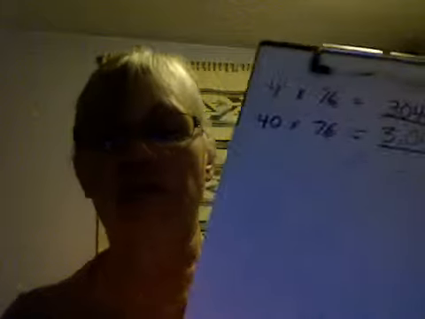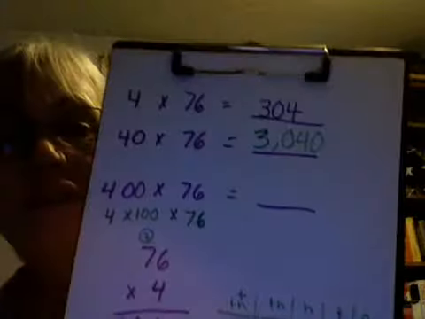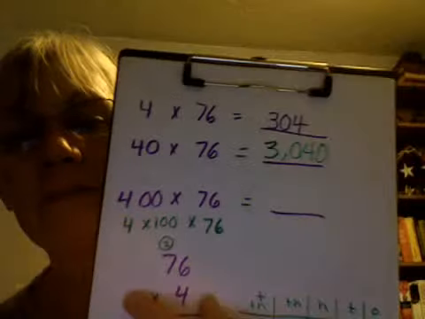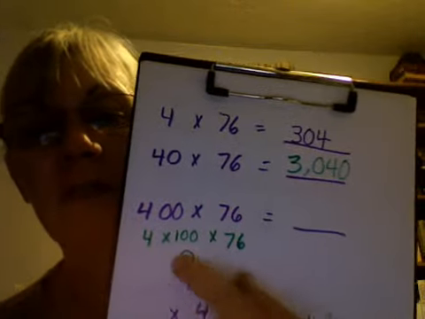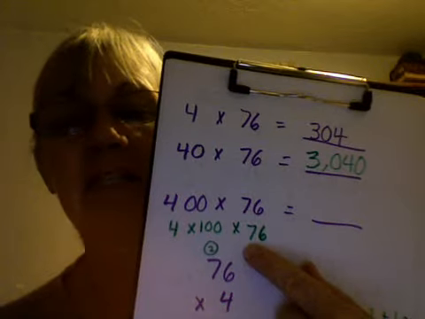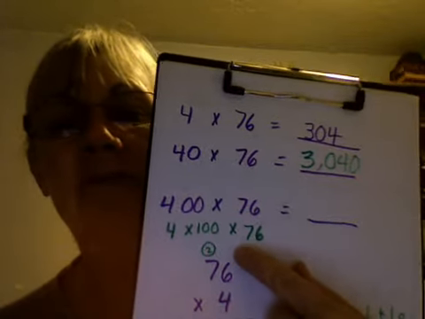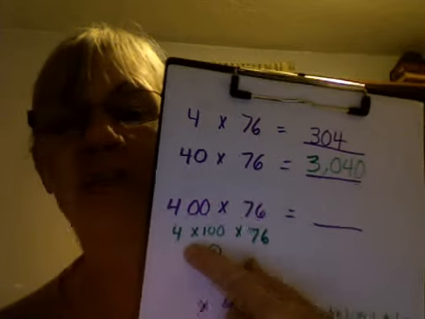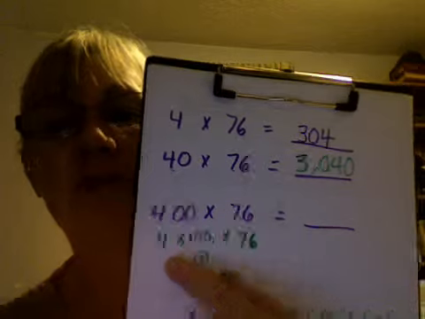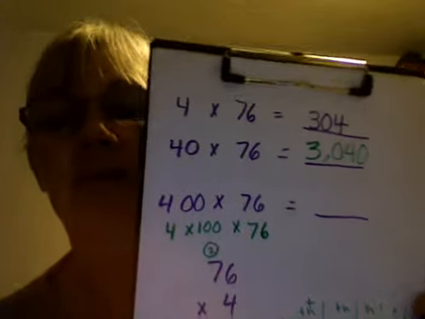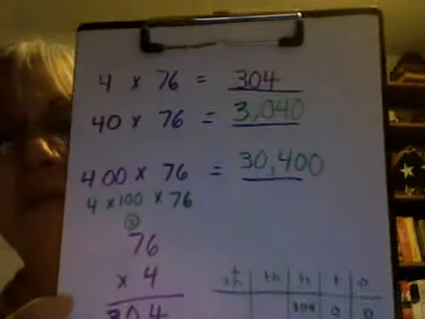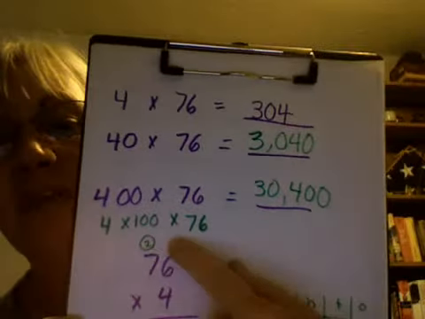which is 3,040. Moving on to the hundreds, now I'm going to think about 4 groups of 100 and then multiply that by 76. Oh, I can do 4 groups of 76, which I know from our first calculation is 304, then multiply that whole thing by 100, or move it into the 100s realm, which gives us 30,400. It's amazing to watch how our numbers grow as we increase the place value of our multiplier.